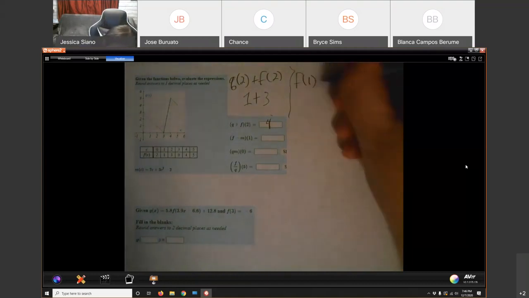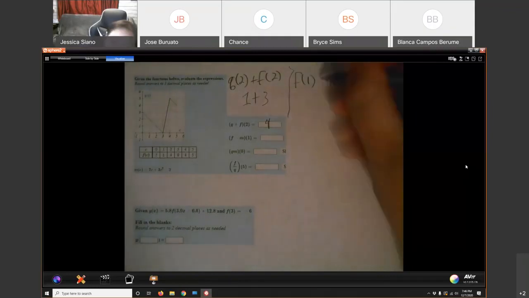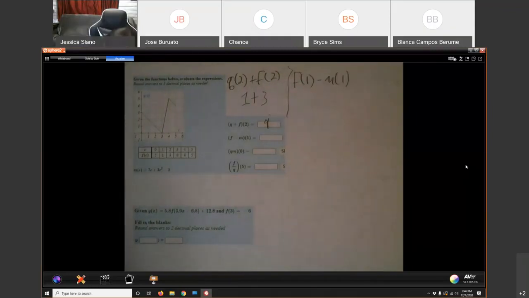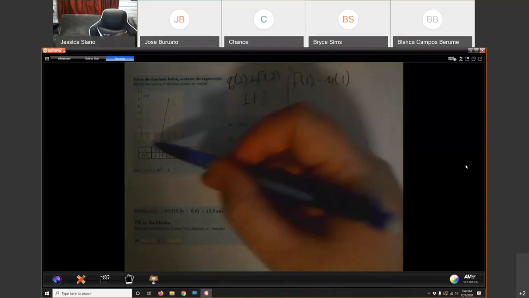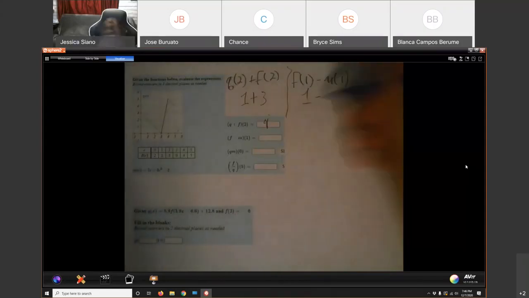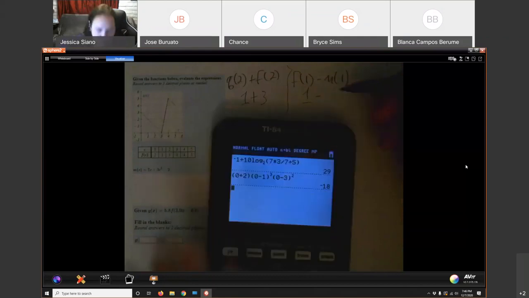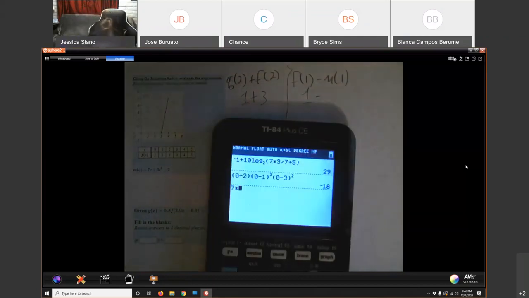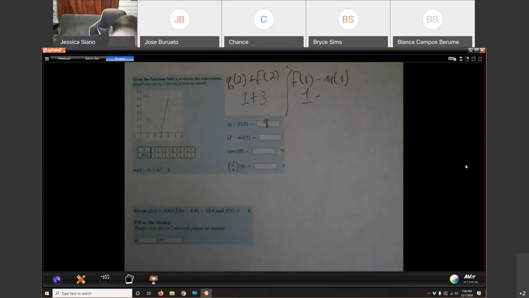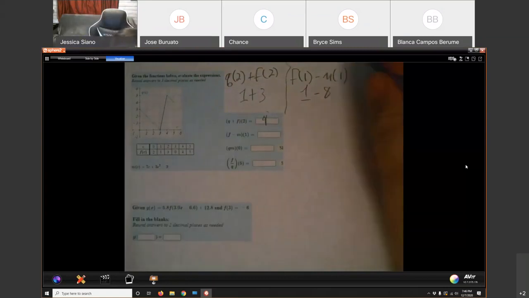Now F of 1 minus, why did I put an equal sign there? Minus M of 1. Okay, so F of 1 is 1. And M of 1, 7 times 1, 2 times 1 squared minus 2, 8. So then this would be a negative 7.